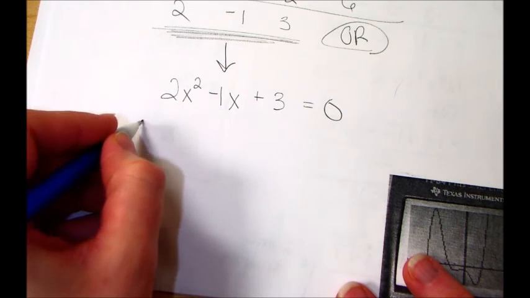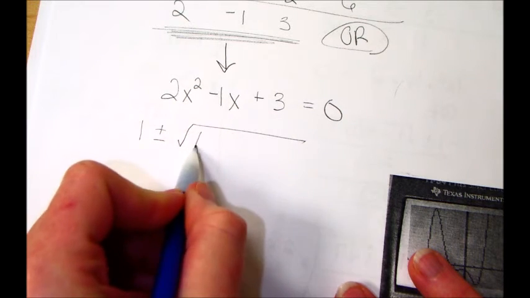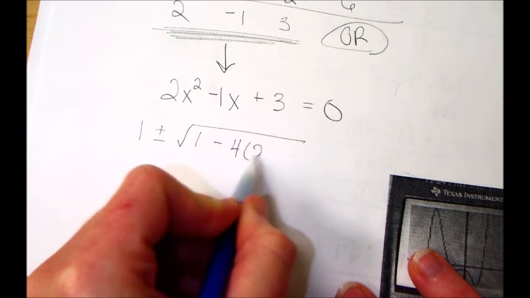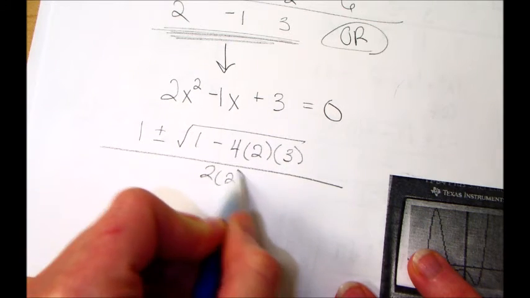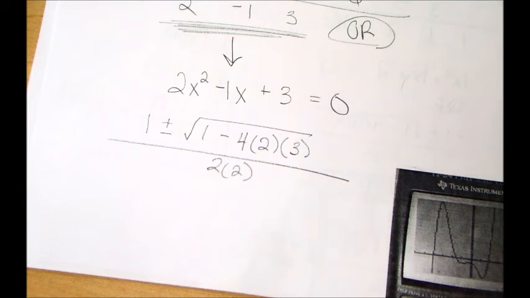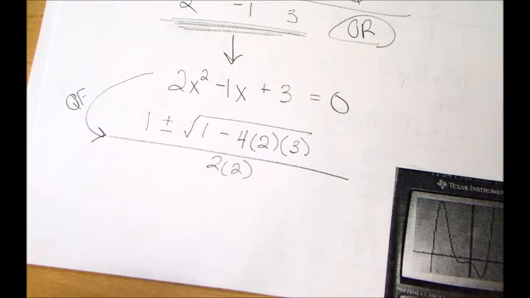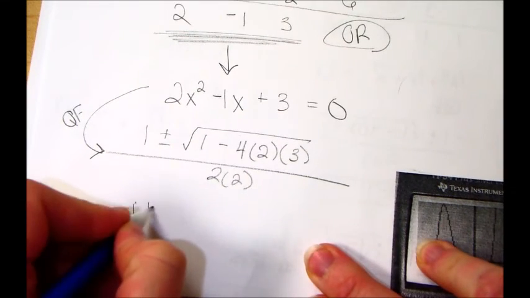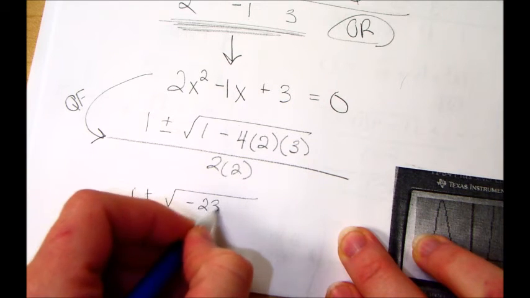So I'm going to do negative b, which is 1, plus or minus the square root of b squared, which would be a positive 1, minus 4 times a, which is 2, times c, which is 3, all over 2 times a, which is 2. And if you like to try to factor, you're more than welcome, but typically if they're not rational roots, it's not going to factor unless you did something wrong with your rational roots. So it's just a safe step to go straight into your quadratic formula. So that's 1 plus or minus the square root of, let's see, negative 23 all over 4.